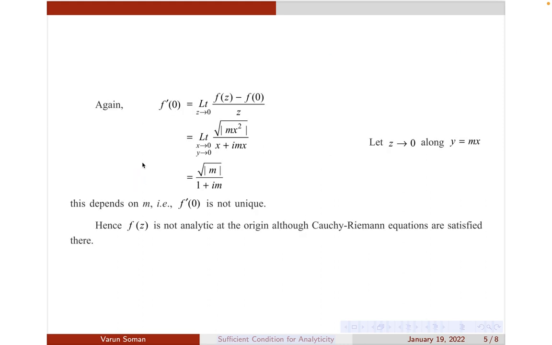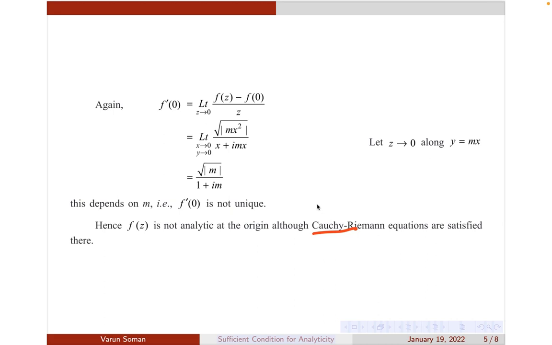So we have now obtained a function which satisfies CR equations at origin but is not differentiable. So that means Cauchy-Riemann equations are not enough for a function to be analytic. If a function is analytic, definitely it will satisfy Cauchy-Riemann equations, but merely Cauchy-Riemann equations are not enough for a function to be analytic. Some more extra conditions are required. So we'll say that Cauchy-Riemann equations are not sufficient for a function to be analytic. Okay, so I hope it is clear.